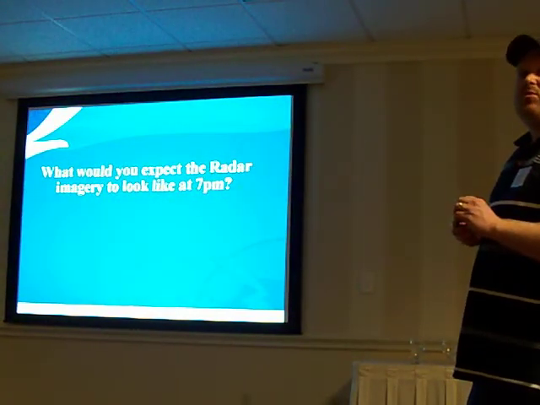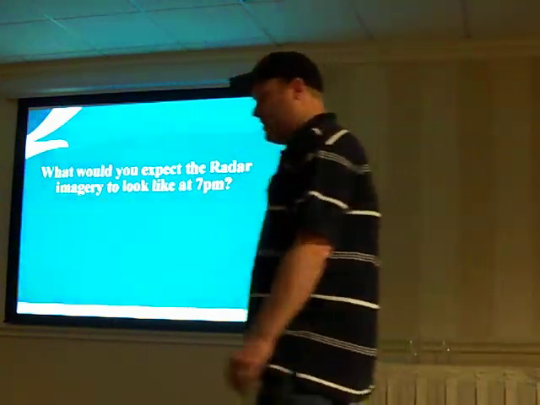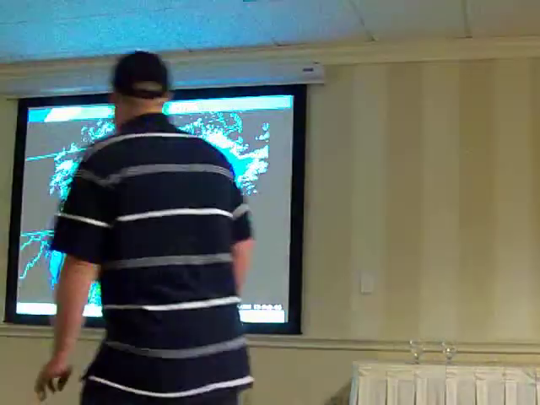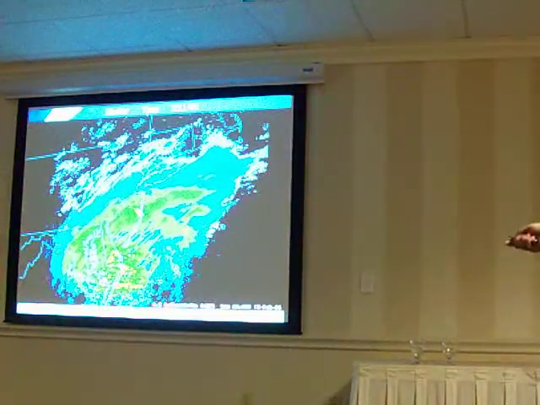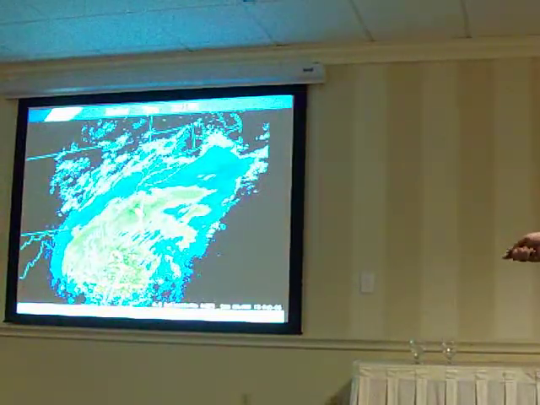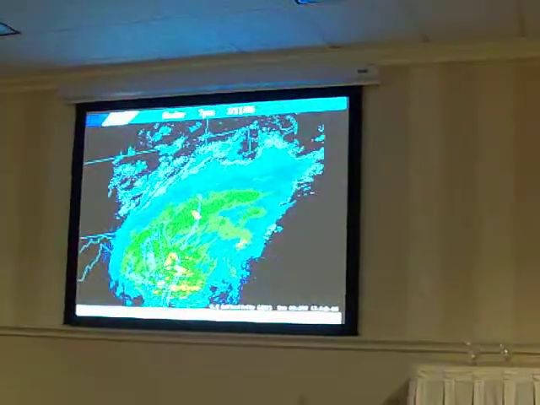There probably really won't be that much of a band there. And here's the radar image. It's just starting to get going. You just have a broad area of moderate snow in here, but there are no really well-defined bands yet.